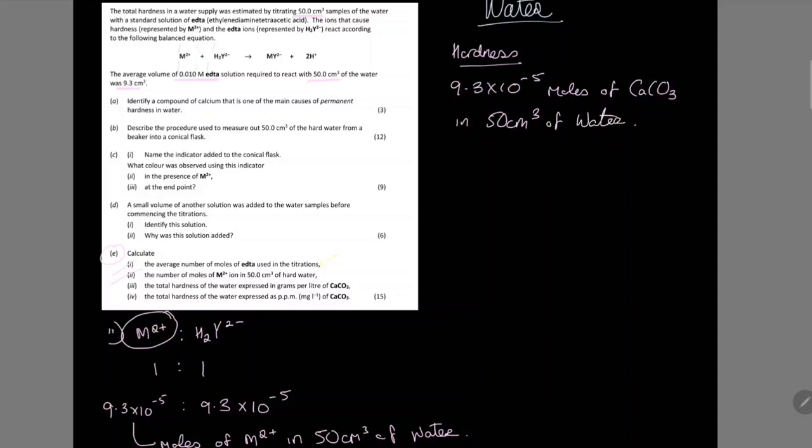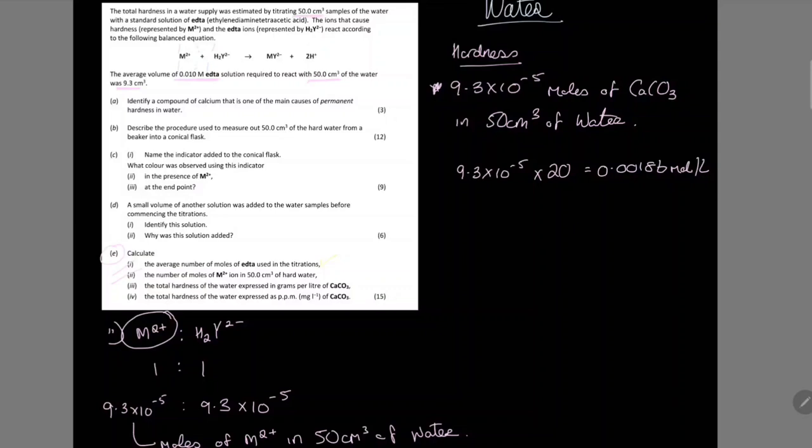Okay, so I need to get it up to grams per litre. So if there's that many moles in 50 centimeters cubed, I'm just going to multiply this number up to a litre. So there's 20 lots of 50 centimeters cubed in a litre. So I'm going to multiply this number by 20 to see how many moles are in a litre of the water. And there's your answer there. So 0.00186 moles per litre of the calcium carbonate.